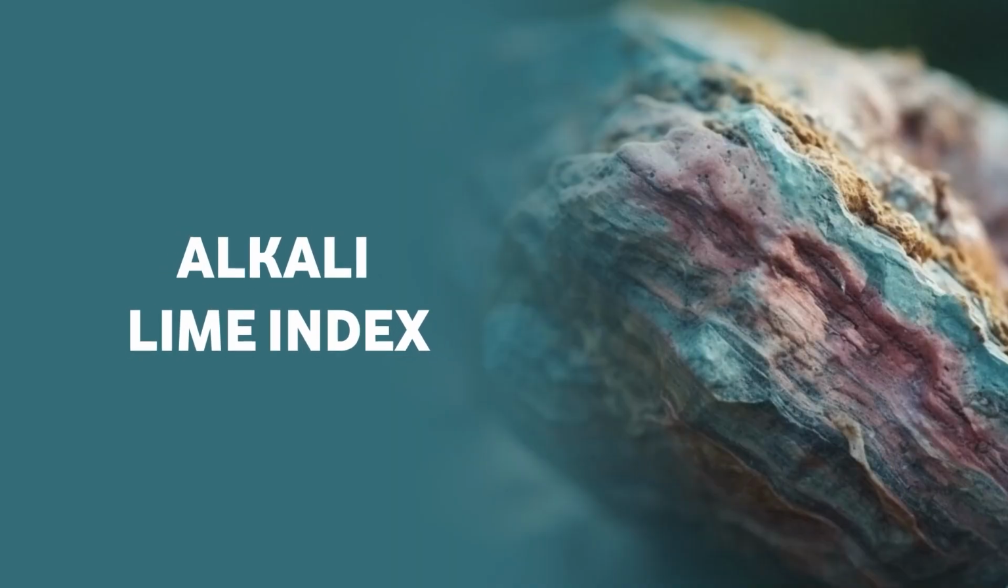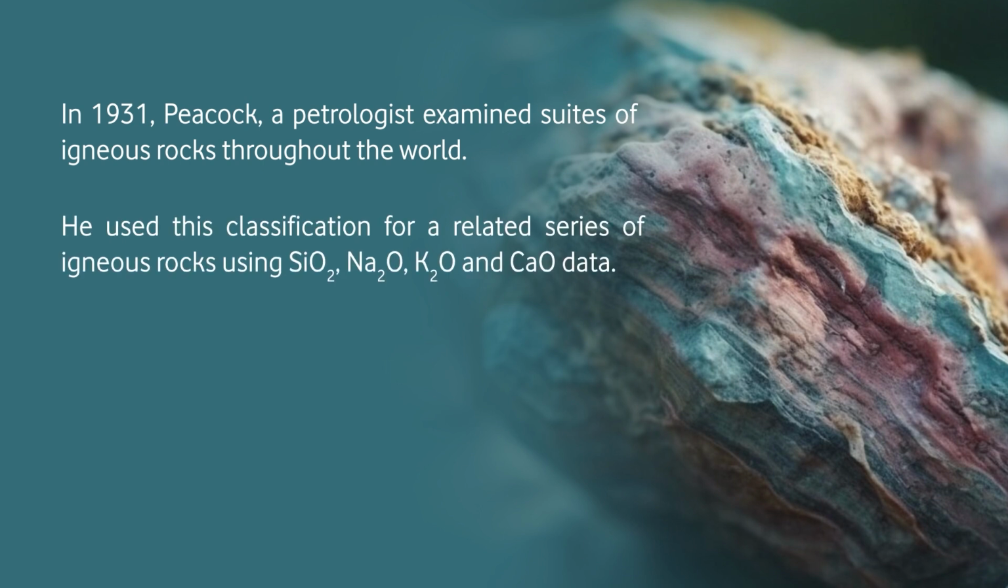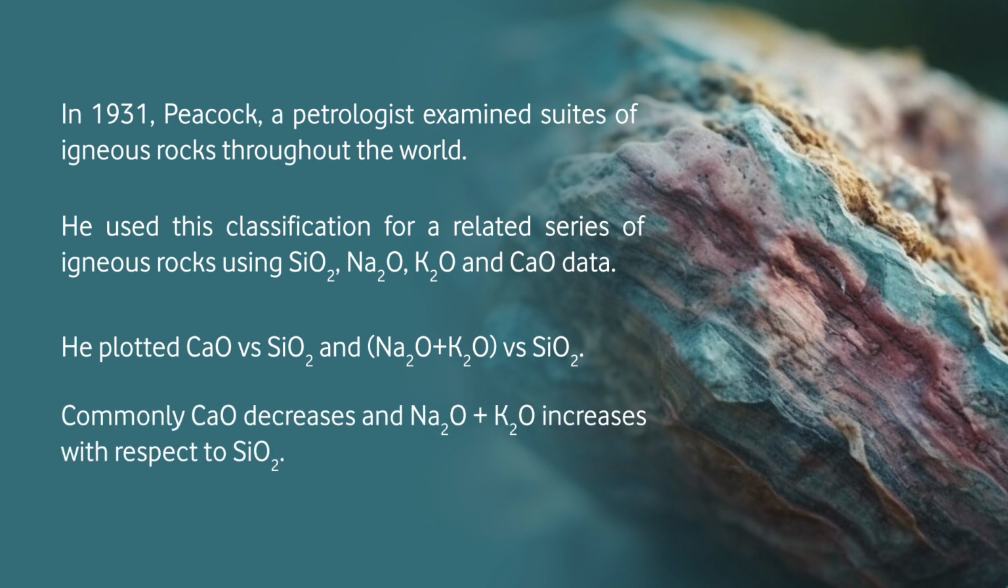Then we move on to the classification based on the alkali lime index. In 1931, Peacock, a petrologist, examined suites of igneous rocks throughout the world, and he used this classification for related series of igneous rocks using silicon dioxide content, Na2O, K2O and calcium oxide data. He plotted calcium oxide versus silica and Na2O plus K2O versus silica. Commonly, CaO decreases and Na2O plus K2O increases with respect to silicon dioxide.